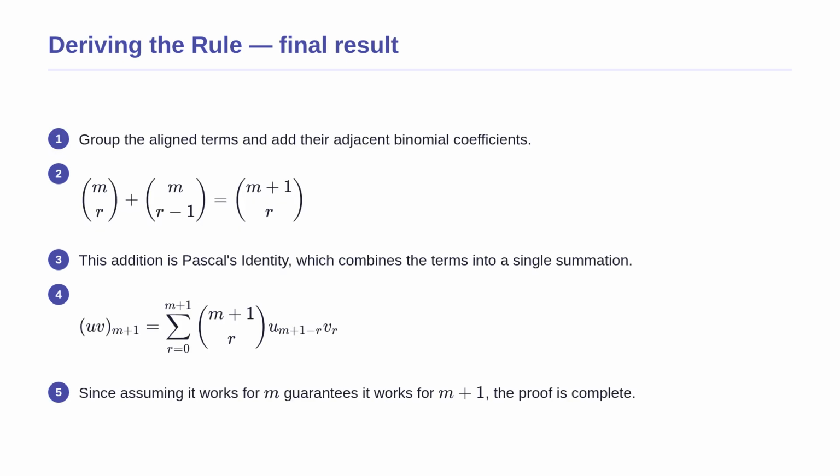When we group these aligned terms together, we end up adding adjacent binomial coefficients. This specific addition is a famous property called Pascal's identity, which states that adding two adjacent numbers in one row of Pascal's triangle gives the number directly below them in the next row. Substituting this identity back in yields the exact Leibniz formula for m plus 1. Since assuming it works for m guarantees it works for the next step, all the dominoes fall. We already know it works for 1, so it works for 2, 3, and so on to infinity, completing our mathematical proof.